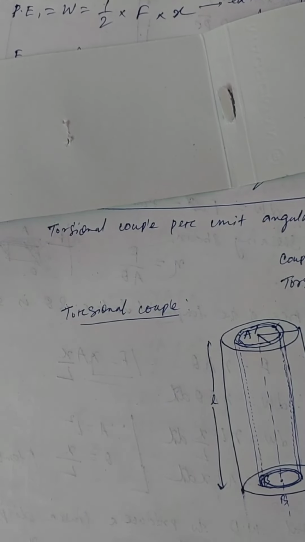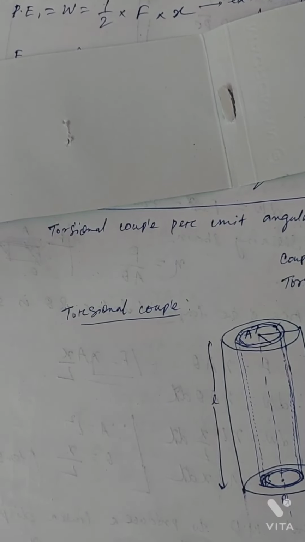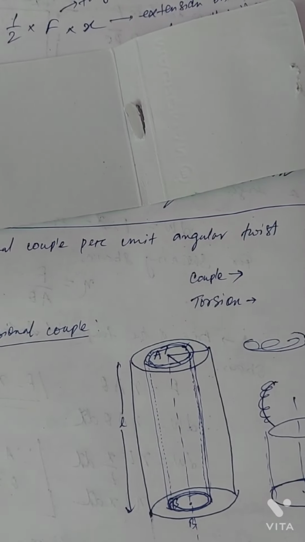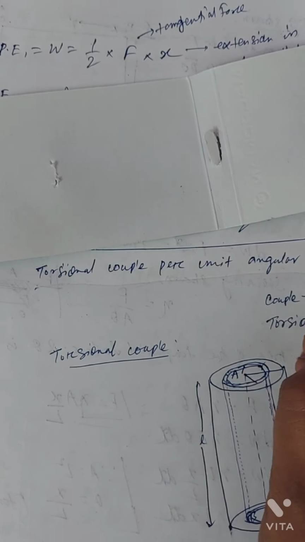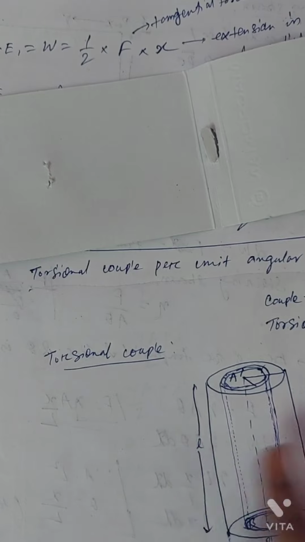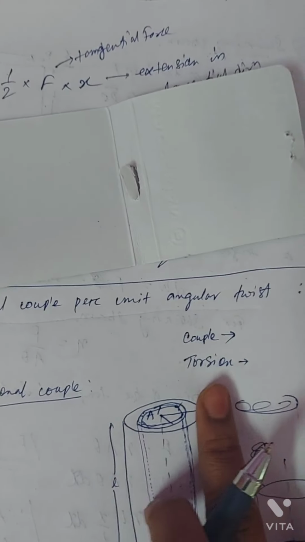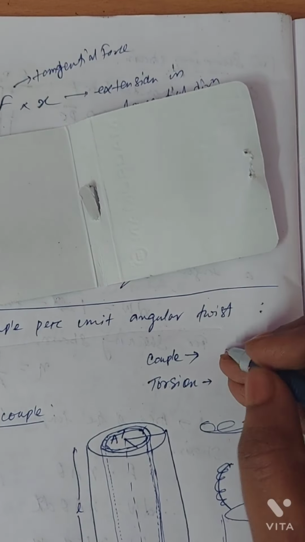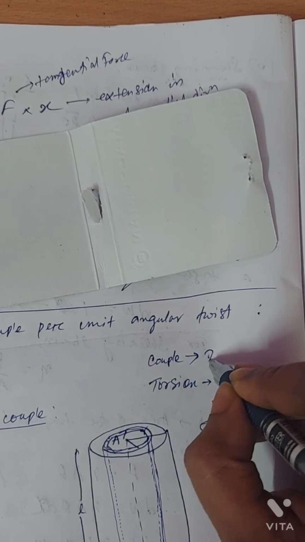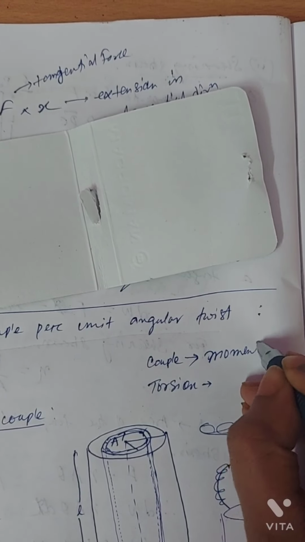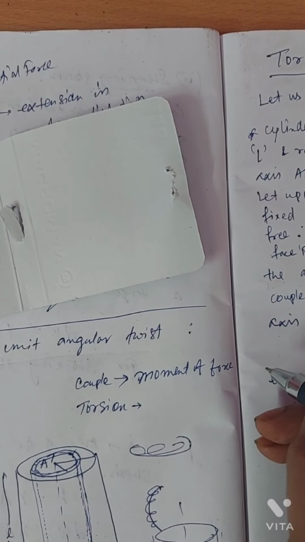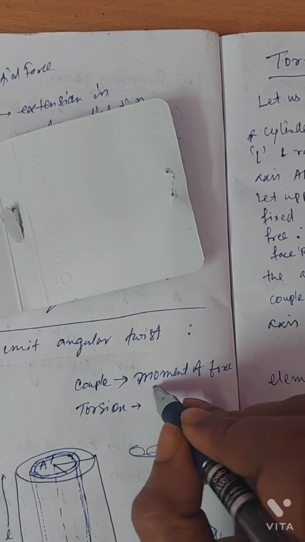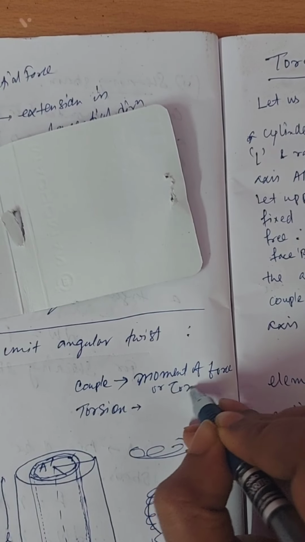So today we will be studying torsional couple per unit angular twist. So what is torsional couple per unit angular twist? First of all, we should know what is couple. Couple is moment of force. Moment of force is called couple. Moment of force or torque.